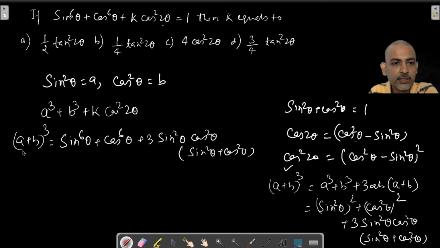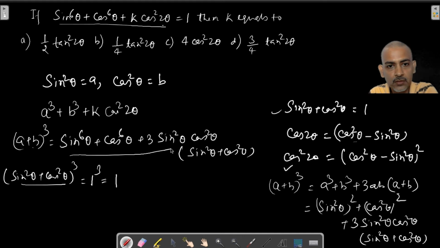And why did I do that? Because A plus B whole cube is nothing but sin square theta plus cos square theta whole cube. Sin square theta plus cos square theta is nothing but 1, we know that, as I said. So 1 cube will become 1. So we need to make this expression like this: 3 sin square theta cos square theta into sin square theta plus cos square theta. This is also 1, you know. Now what are we left with?